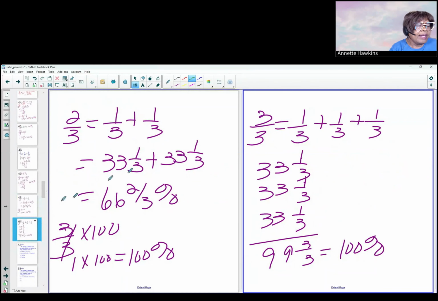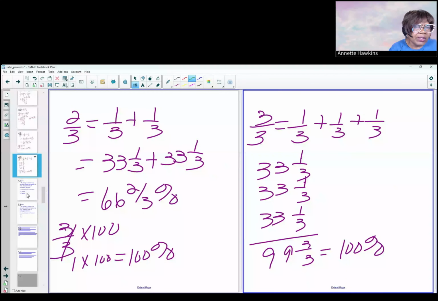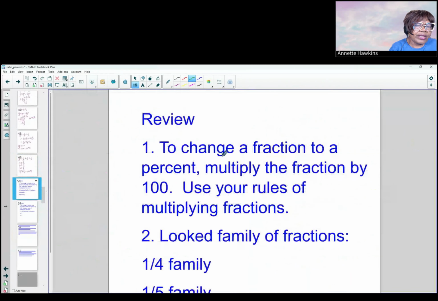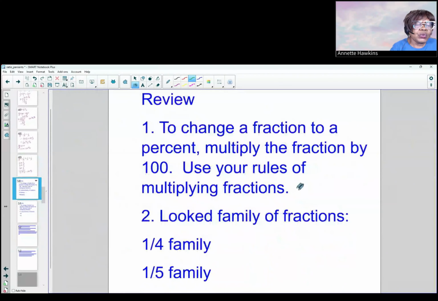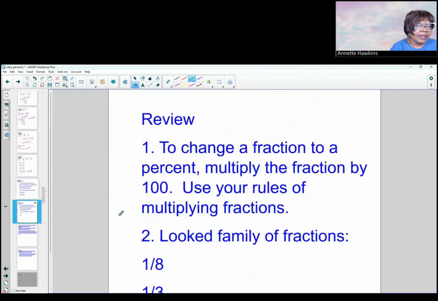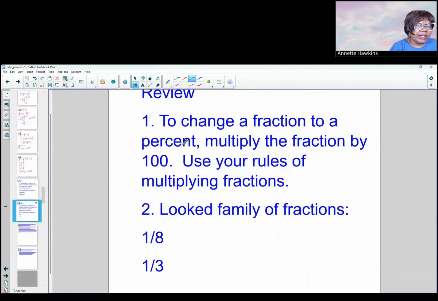Okay, all right. So let's summarize what we have looked at. To change a fraction to a percent, multiply the fraction by 100. Use your rules of multiplying by fractions. And then we also looked at the family of fractions, the 1/4, 1/5. All right. We also looked at 1/8 and 1/3.